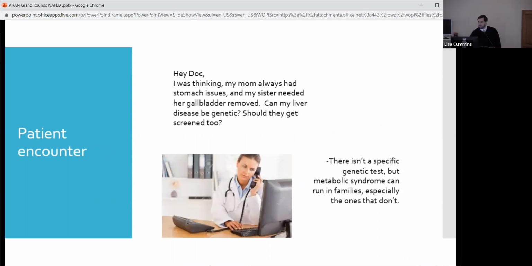Hey, doc, I was thinking my mom always had stomach issues. My sister needed her gallbladder removed. Can my liver disease be genetic, and should they get screened for this?